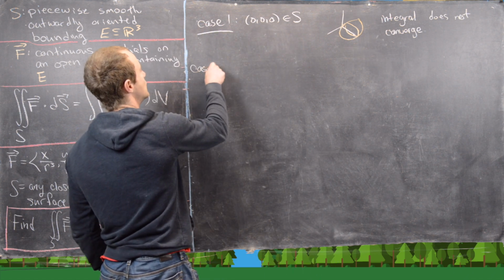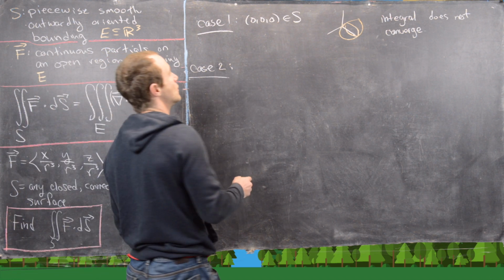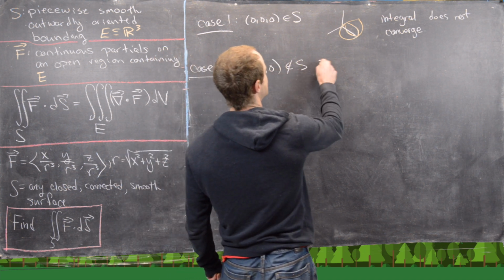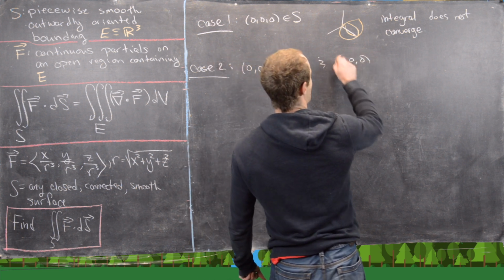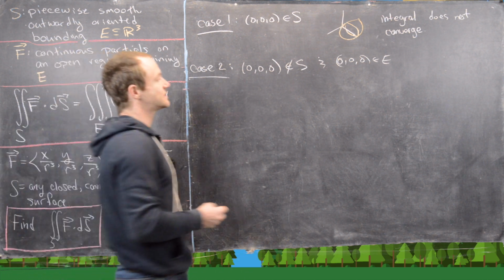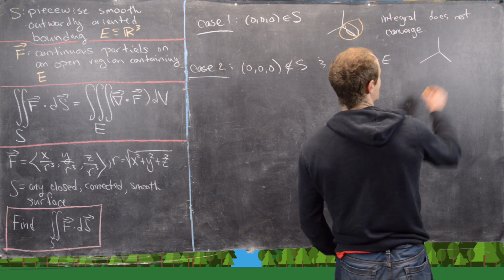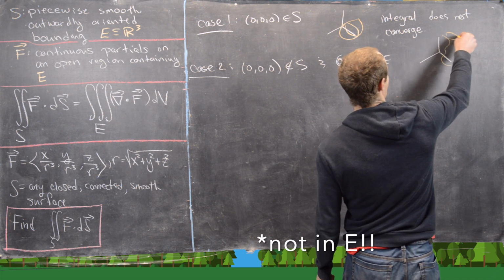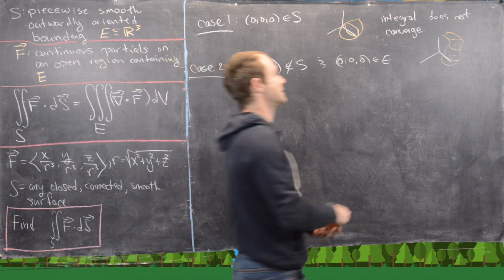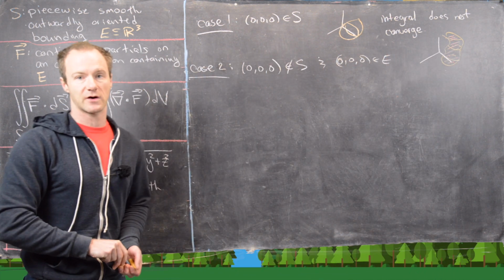Our second case will be, what if the origin is away from S and away from E? What I mean by that is the origin is outside of S and the origin is outside of the region E that S is containing. Maybe a little picture of this would be something like, notice the origin's right here, and then our surface would be like a little blob out here that is away from the origin. That would be our surface, and then the solid that it's bounding could be this shading that I'm doing in pink.